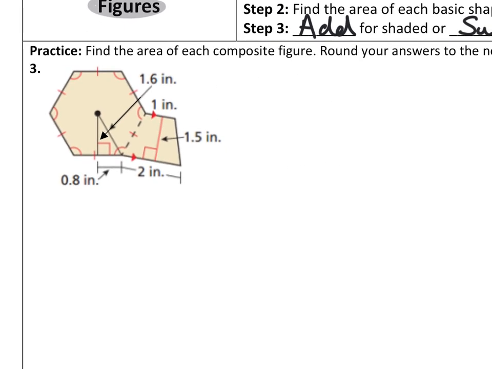So the work that I want to see on your papers is that the area of the composite figure would be created by taking the area of the hexagon and adding the area of the trapezoid. Notice I'm doing A with a subscript of hex for hexagon and A with a subscript of trap for trapezoid. That way I know that I'm adding the area of a hexagon and the area of a trapezoid. But you're going to flip your paper over to the formula chart side and tell me the formula for these two things.